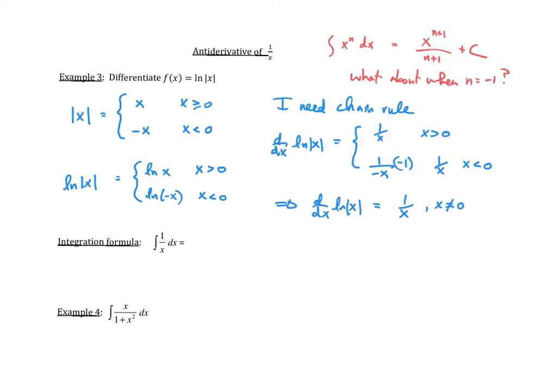Now, since we see that the derivative of the natural log of the absolute value of x is equal to 1 over x, this means that the antiderivative of 1 over x is going to be equal to natural log of the absolute value of x, right? So by taking a derivative, we've actually shown how to calculate an antiderivative. So the antiderivative of 1 over x is just going to be equal to natural log absolute value of x plus c. And we can highlight that result.